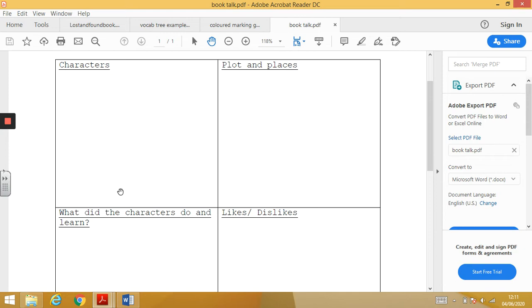So thinking about how the boy's attitude towards the penguin changed at the end of the story. And finally, some likes and dislikes. It would be good if you could justify what you liked or disliked about the story, and you use my favourite word, because.